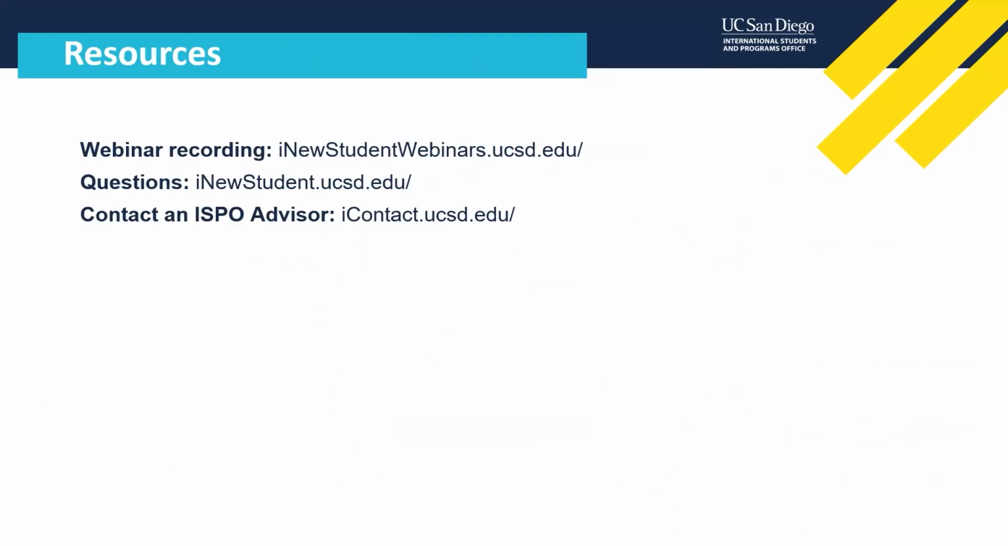Okay, so we've gone through all 4 steps. I know it was a lot of information. As a reminder, some quick resources. A recording of this webinar is going to be available in the next few days at inewstudentwebinars.ucsd.edu. If you have questions, we also highly encourage you to check out our iNewStudent website at inewstudent.ucsd.edu. We have information on this website about the SEVIS transfer process, about getting started at UC San Diego, and much more. And if you have more case-specific questions, we would love to speak with you. You're welcome to visit icontact.ucsd.edu to speak with an ISPO advisor.